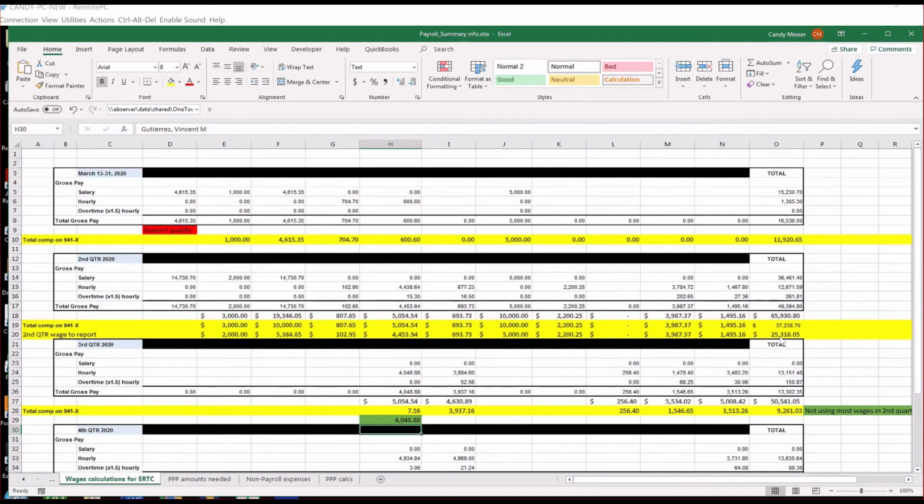And then we have the total compensation for the second quarter, total compensation for the March wages. So we will report on the second quarter 941X, the 37 to 38.70. Now, before I go into how I calculated the third quarter, I want to show you how I determined what wages were needed for the PPP.